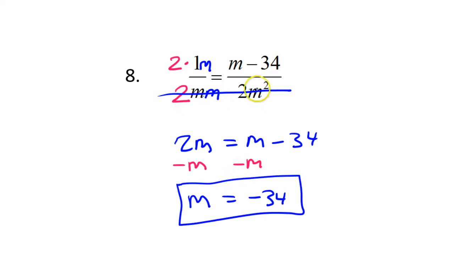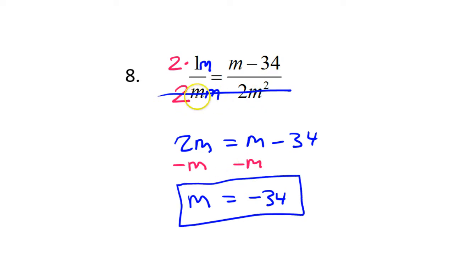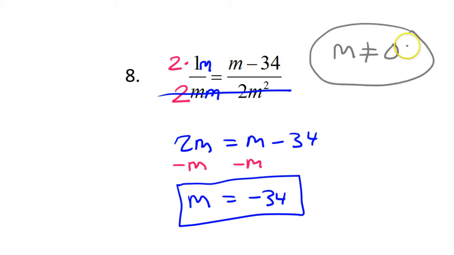Okay, I should have written down my excluded values at the beginning, but I see I have m and then 2m squared. Both of those denominators tell me that m cannot equal 0. Alright, those were my excluded values.